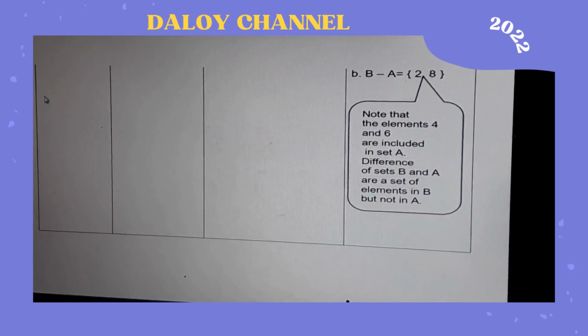6 and 4 again are included in set A. So the difference of sets B and A is the set of elements in B, not in A. And these are 2 and 4, 2 and 8 rather.